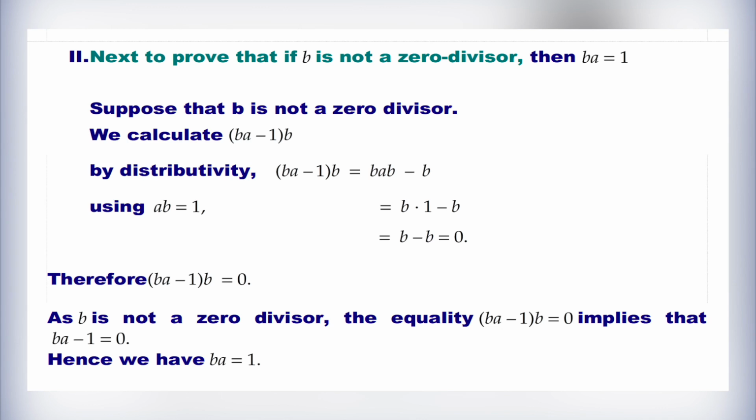Therefore, (BA - 1)B = 0. As B is not a zero divisor, the equality (BA - 1)B = 0 implies that BA - 1 = 0. Hence, we have BA = 1.